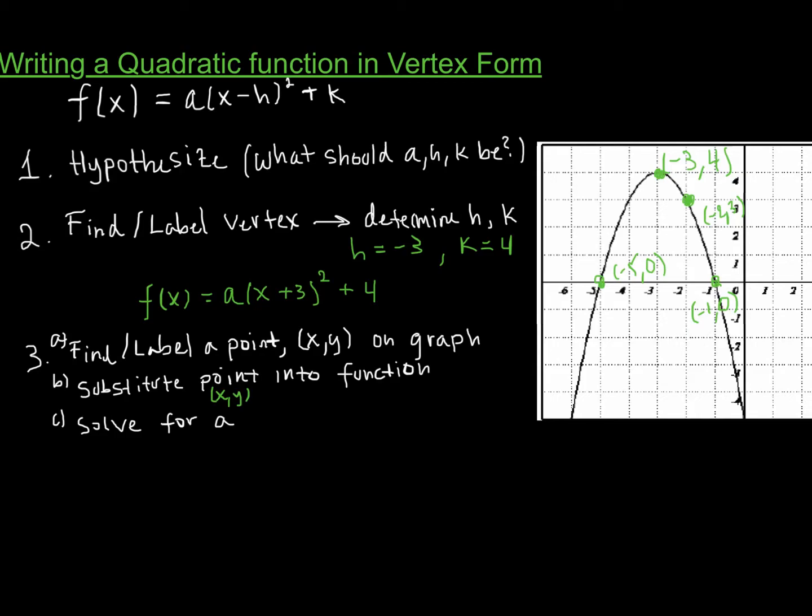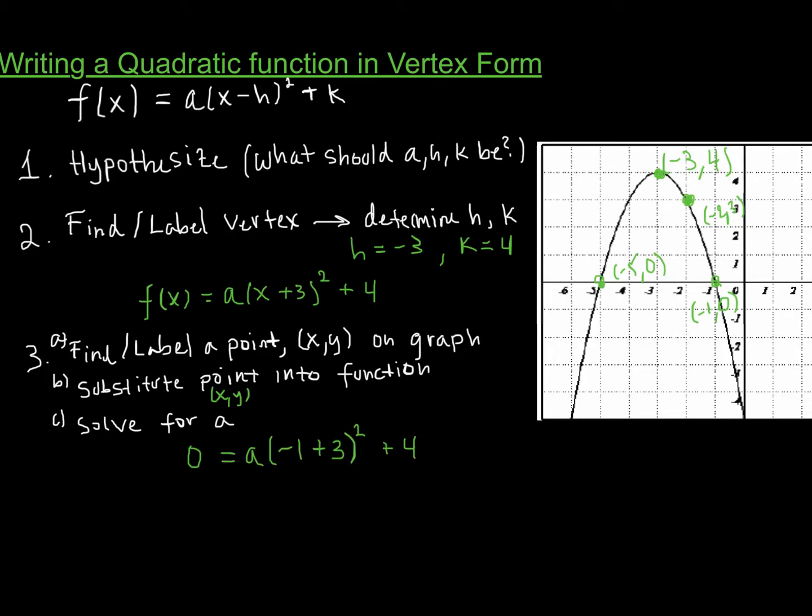I'm going to go ahead and choose this point here, -1, 0. I think it's going to make it the easiest it possibly could be. So I'll go ahead and plug that in. While I'm doing that, what I want you to also consider is why could we not plug in the vertex? Why couldn't we just plug in this vertex point?